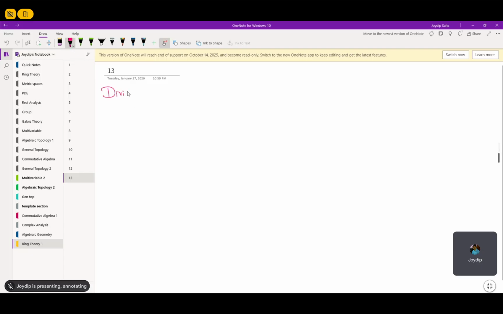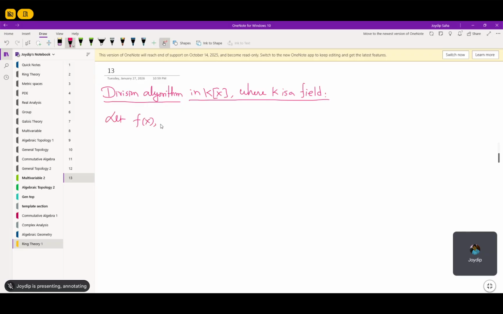Division algorithm in K[X], single variable, where K is a field. Let f(x), g(x) belong to K[x] with g(x) non-zero.